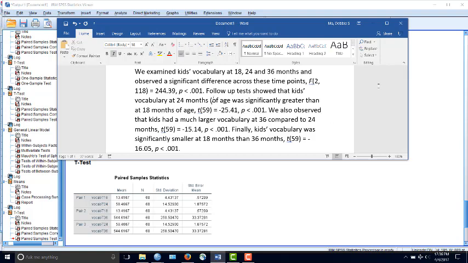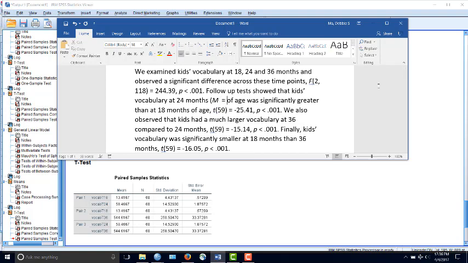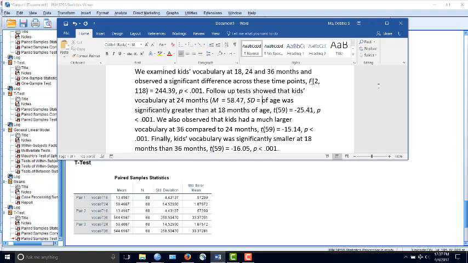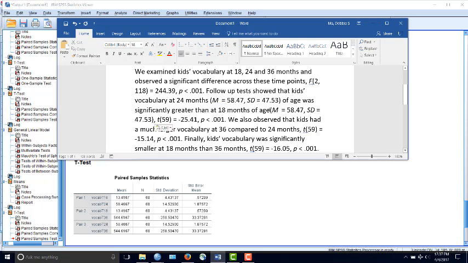So here, again, we do M in italics equals, and at 24 months, it's 58.47. And then standard deviation equals 14.53, like that. And I'm going to make this easy on myself. I'm just going to copy and paste this formatting, and I'm going to put that in here as well. Put a space here, and then that way I can just change the numbers. 13.42, and at 18 months it's 4.43.